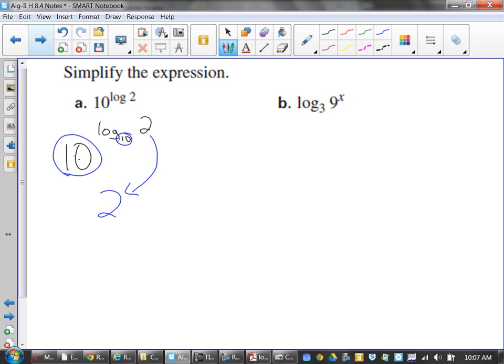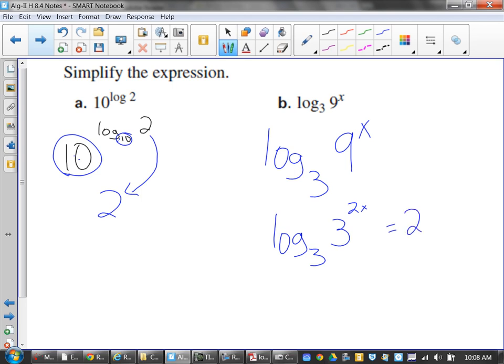What if they're different, like in the next one? In the next one, you have log base 3 of 9 to the x. Well, can I change that 9 into a base 3? Yeah. How? 3 squared. So that's the same thing as log base 3 of 3 to the 2x. Do you guys agree on that? What does that simplify out to be? 2x. So the log disappears along with the 3. These two bases are the same, so the exponent drops. Okay. But they're not.